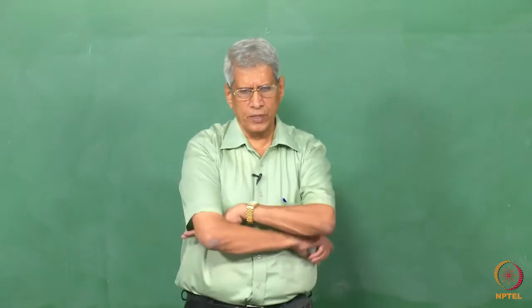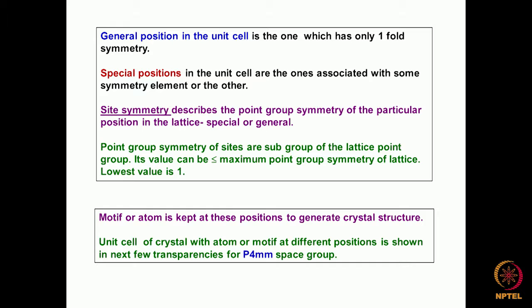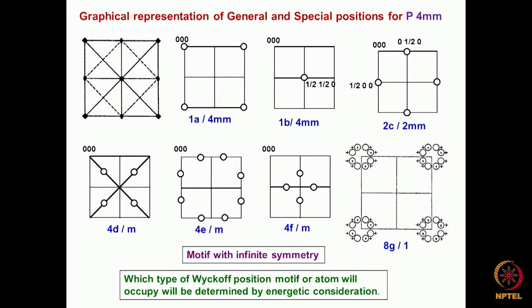Another thing we do to construct a crystal structure is to keep a motif, an atom, either at a general point or a special position. We will consider this in the case of the P4 space group. If we take an atom, we assume the atom to be spherical, so it has an infinite symmetry associated with it. Since it has infinite symmetry, if we keep it at any specific point, it will exhibit the symmetry of that point.